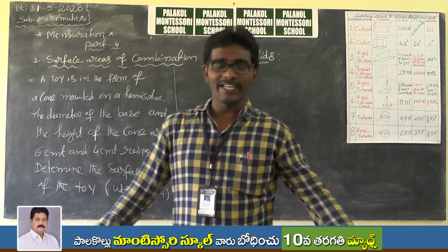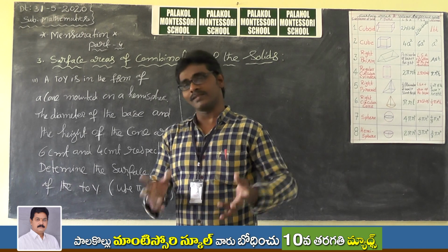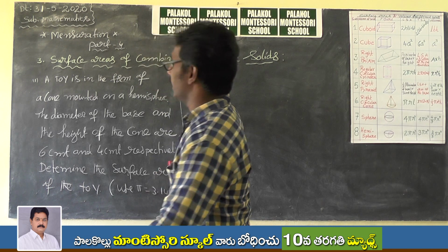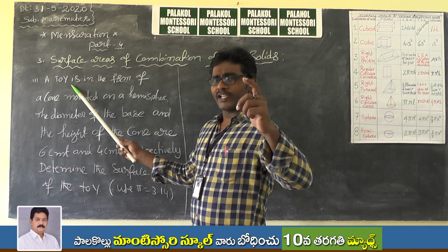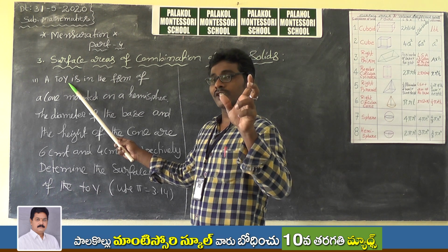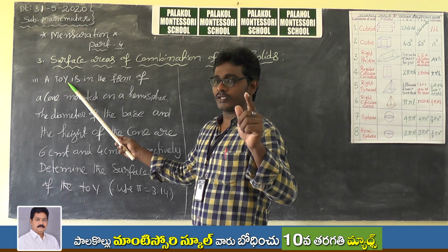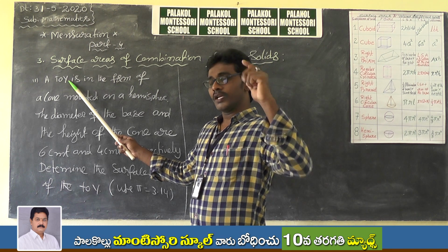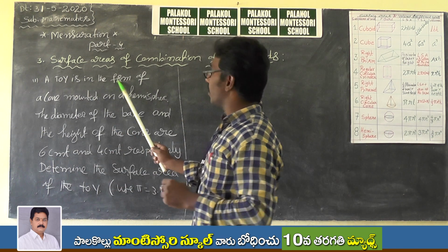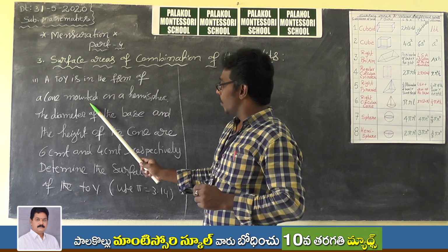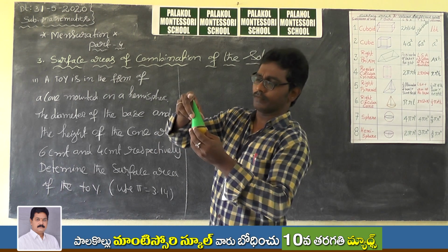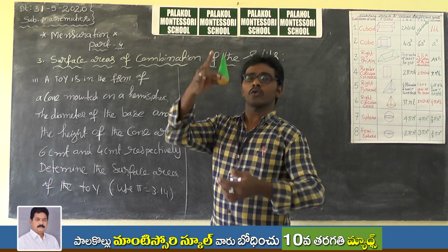If a sum is very big, the solution is very easy. When it is easy, first you study the sum. A toy: immediately strike out. In the part 2 session I showed one chart, the combination of solids chart, and the toy is there in the chart. Toy means it's a combination, the form of a cone mounted on a hemisphere, like this. For example, it's just a model. Yes, it is a toy.